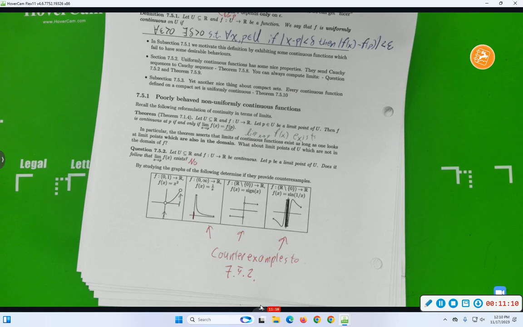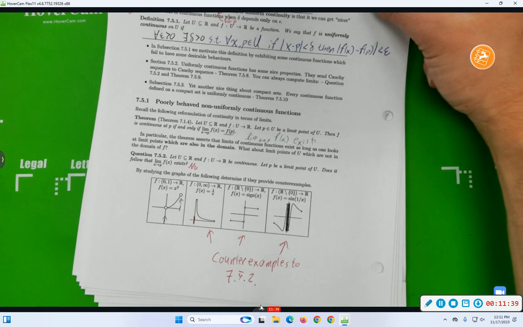Do you agree with that? Each of those is a continuous function. 0 is a limit point of the domain of each of those functions. The limit as x approaches 0 of those functions does not exist, or maybe in the 1 over x case is infinity. I claim uniform continuity avoids those, and we'll establish that eventually.